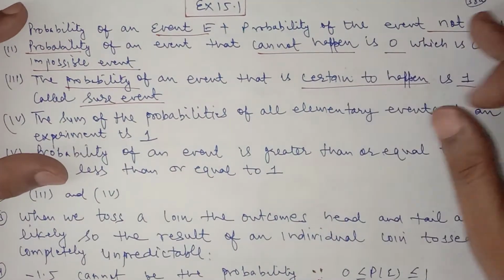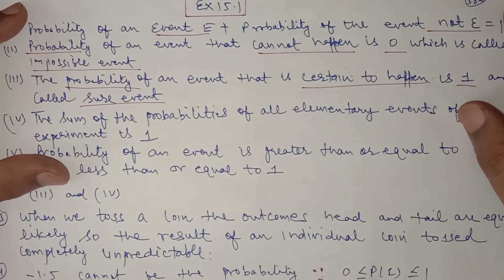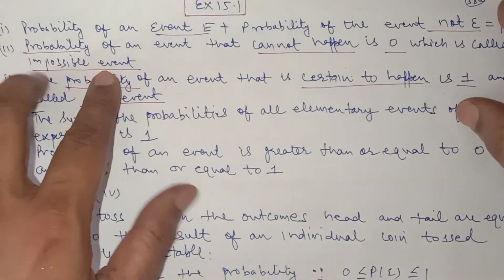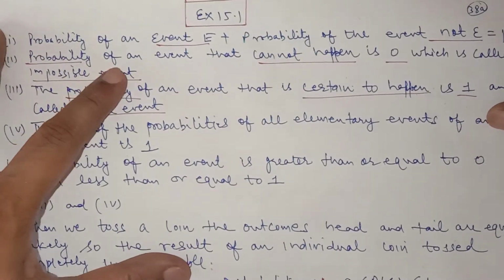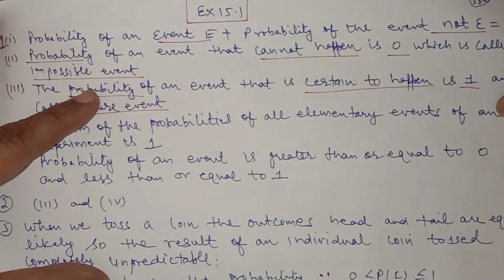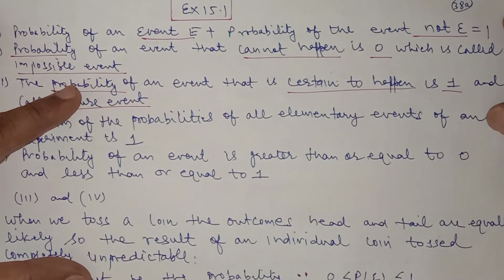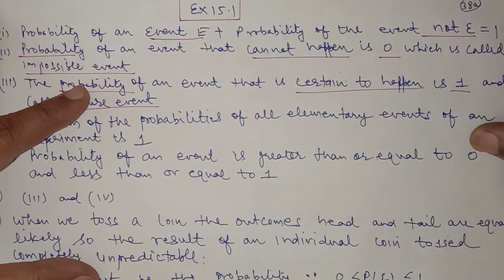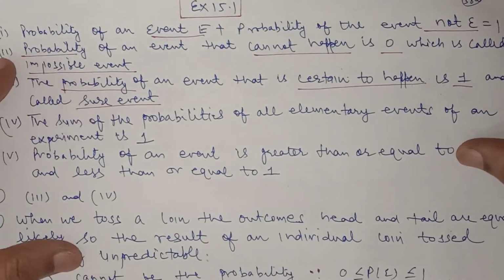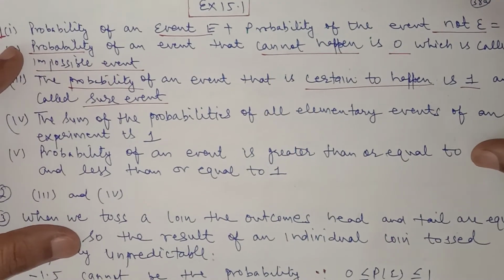Now, the probability of an event that cannot happen is 0, and it is known as an impossible event. I gave the example just 5 minutes ago that in a throw of a die, the event of getting a number greater than 6 is an impossible event, and its probability is 0. The third: the probability of an event that is certain to happen, that is a sure event, is 1, and it is known as a sure event.